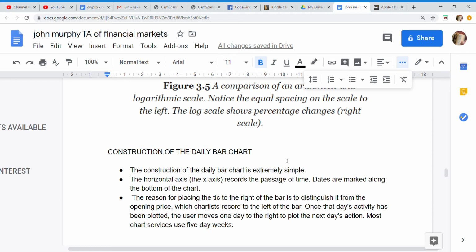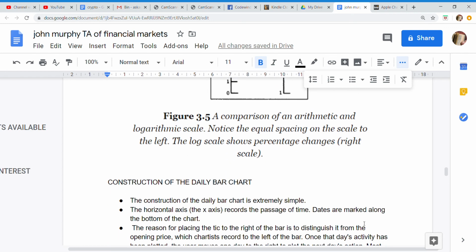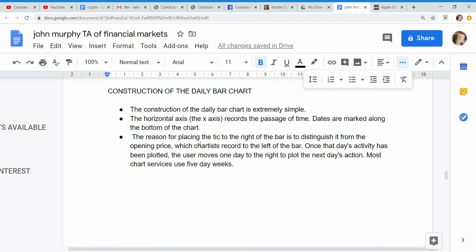Construction of the daily bar chart. The construction of a daily bar chart is extremely simple. The horizontal axis, the x-axis, records the passage of time. Dates are marked along the bottom of the chart. The reason for placing the tick to the right of the bar is to distinguish it from the opening price, which chartists record to the left of the bar. Once the activity has been plotted, the user moves one day right to plot the next day's action. So this is a daily bar chart, and this is about its construction.